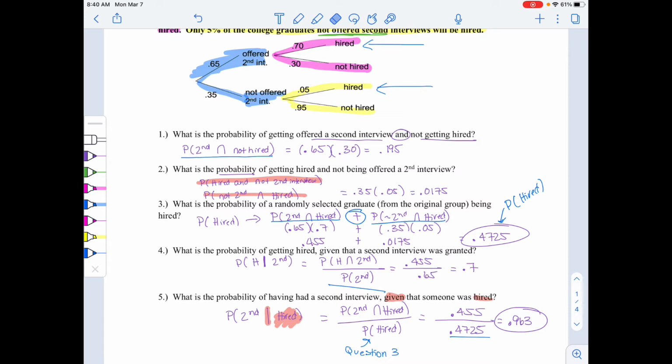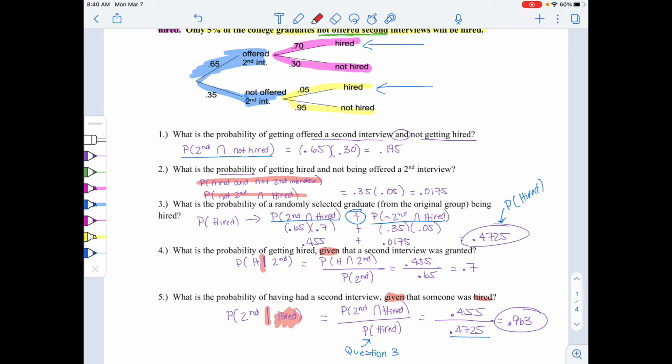Question number 4 says, what's the probability of getting hired? Oh, there's a word we haven't seen in a couple days, given that a second interview was granted. So I have my given situation set up again. With that given situation, remember givens limit my sample space. So I have to set up my conditional formula. My conditional formula is the and divided by the given.